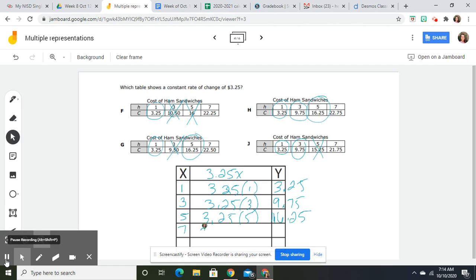So that means I'm going to have to do 325 times 7, and 325 times 7 is going to be 2275. And when I look at my last column, 2275, this one's not right, that one's not right, and that one's not right. By going through the process of comparing tables, we're able to find the correct match.